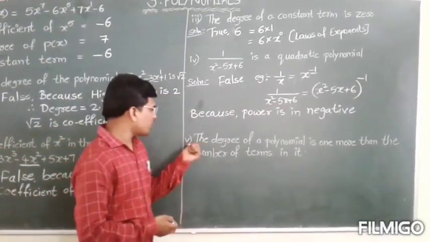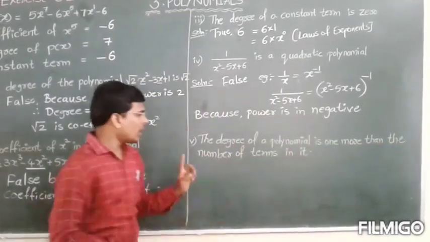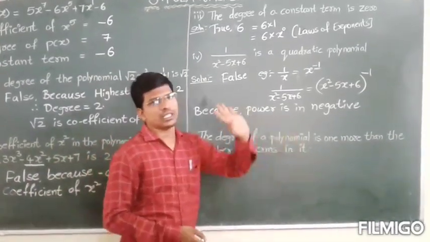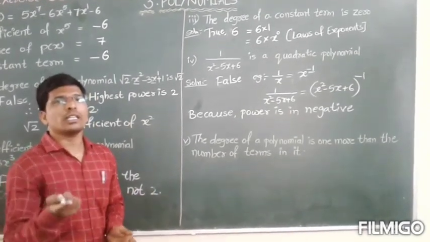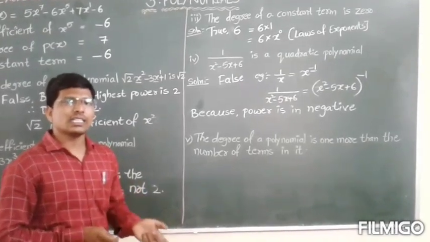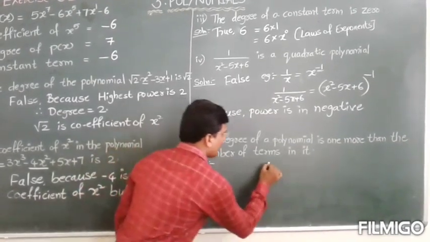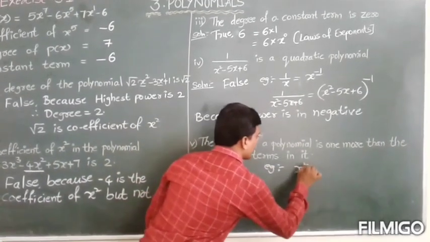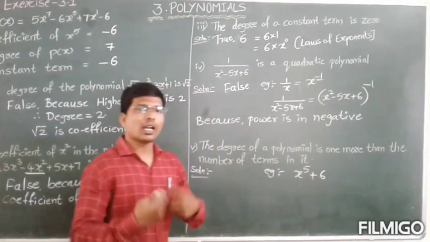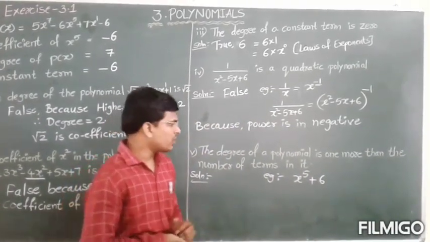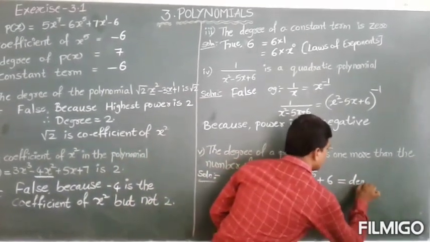Next, coming to the fifth question. The degree of a polynomial is one more than the number of terms in it. Okay, so what is telling us? The degree of a polynomial is one more than the number of terms in it. So is it correct statement or not? So let me check solution. So for example, x to the power of 5 plus 6. So according to our knowledge, what is the degree of this polynomial? 5. Obviously, so the degree will be equals to 5.